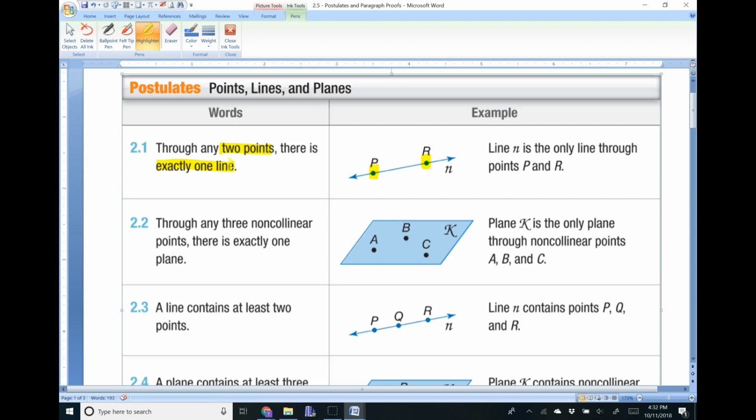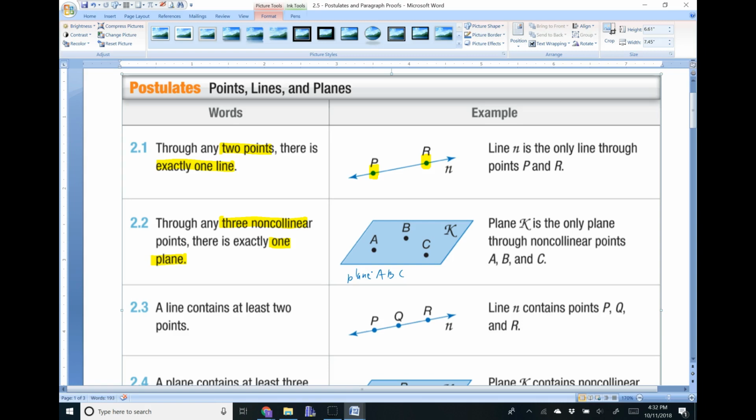2.2 says through any three non-collinear points, there's exactly one plane. Right? Remember we would say this plane here would be like plane ABC, right? You needed 3 points to label a plane, right? Not 2, not 1. You can't just say that's plane point A, right? You can't do that. And actually this is actually plane K, but K is not a point. That whole piece of paper is a plane. Okay, remember we call the plane a piece of paper?